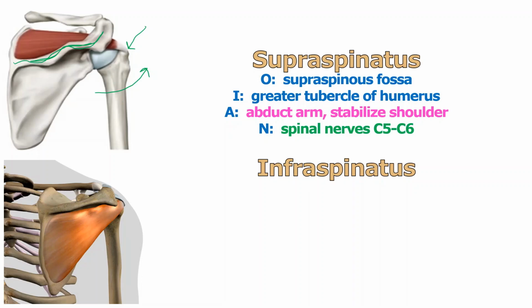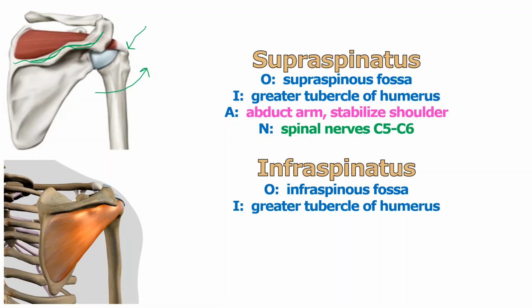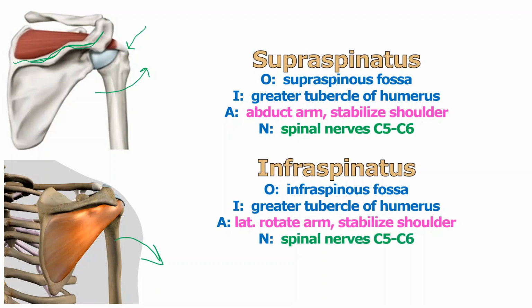Infraspinatus is the one on bottom there, the one underneath, inferior to the spine of the scapula. Similar name, similar function, similar story, actually. It originates in the infraspinous fossa. It attaches also in the greater tubercle, although around the side of it a little bit more than we saw with supraspinatus. Lateral rotation of the arm, that is, it helps you swing it out this way, and helps to stabilize the shoulder joint. Innervated by the same thing as supraspinatus was.